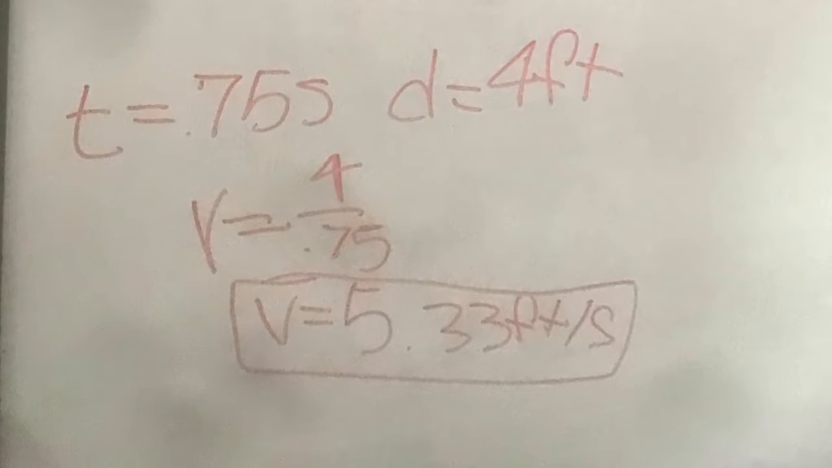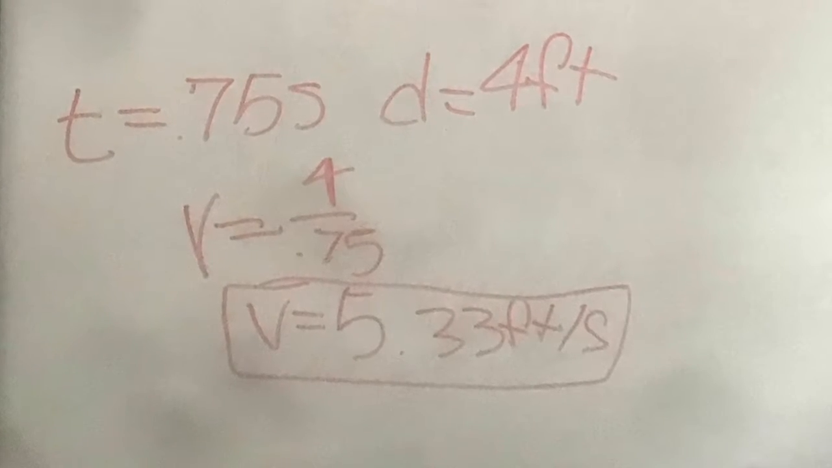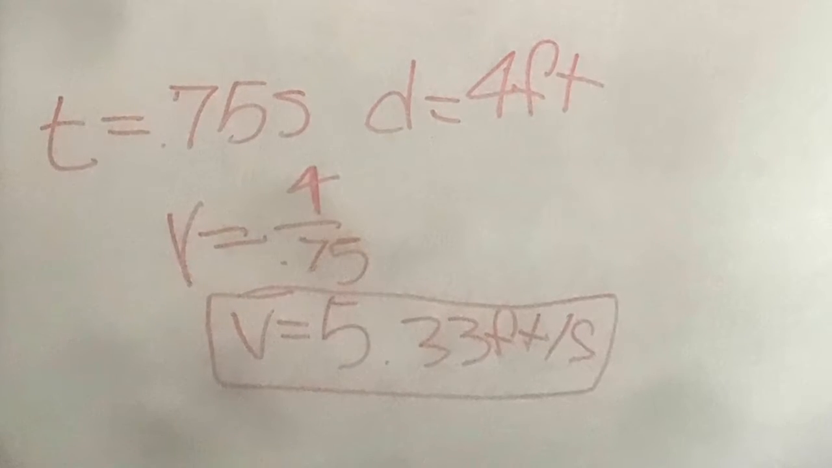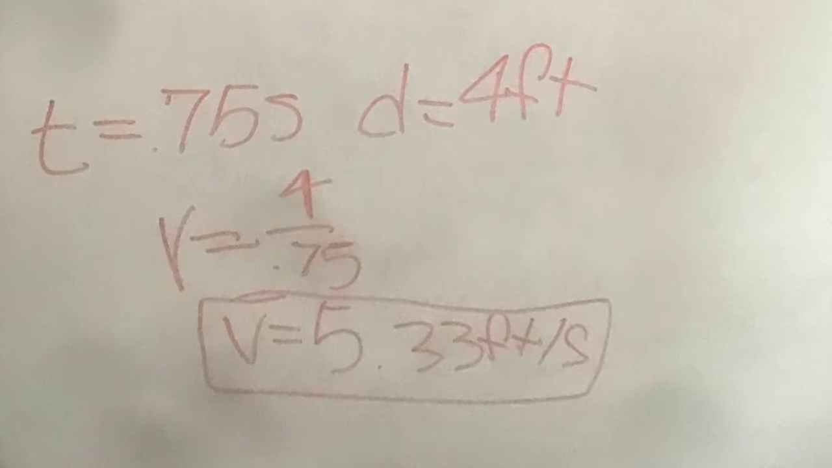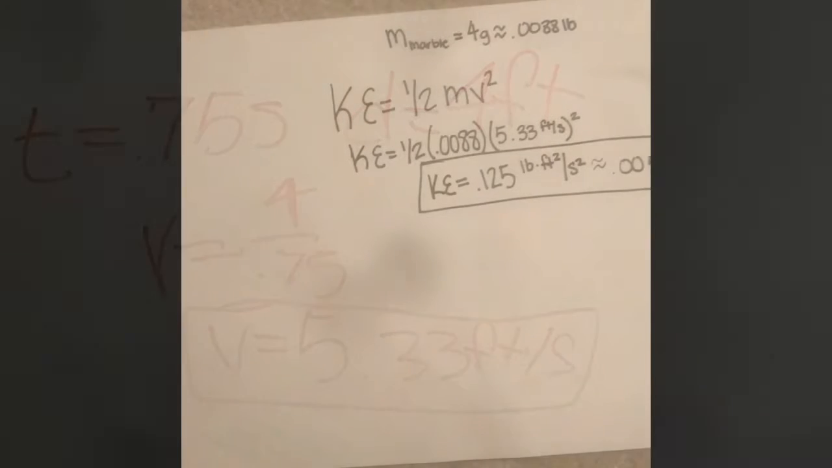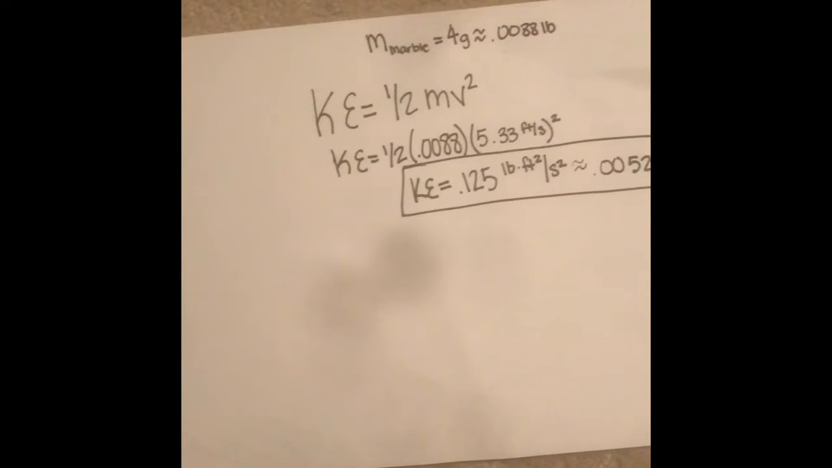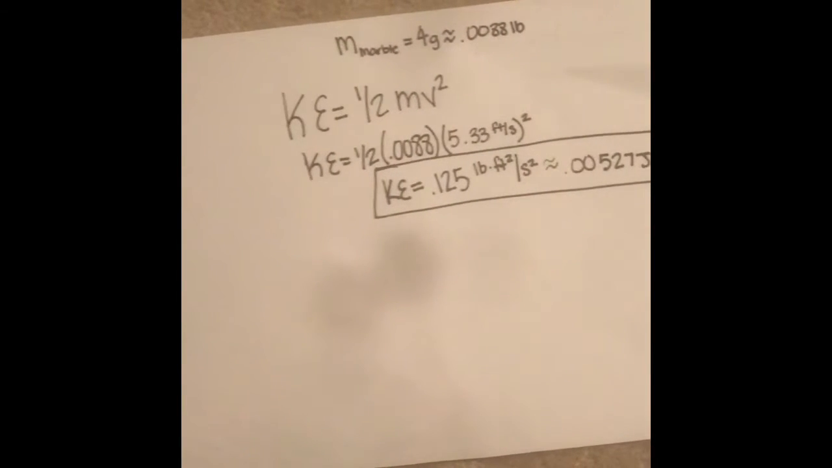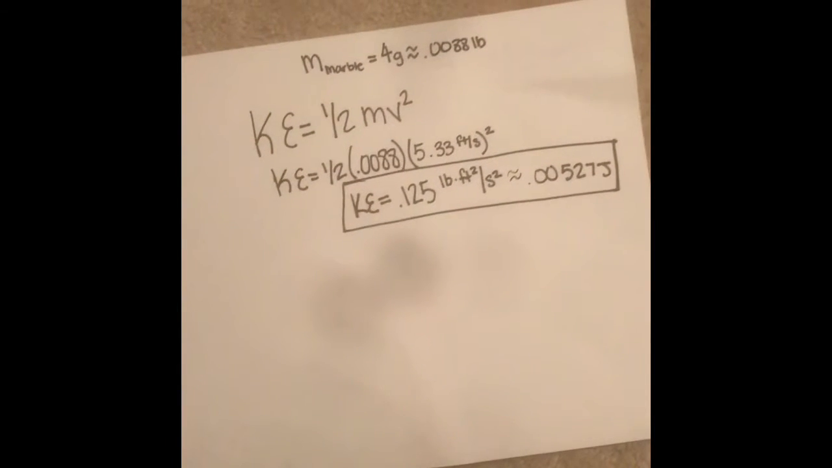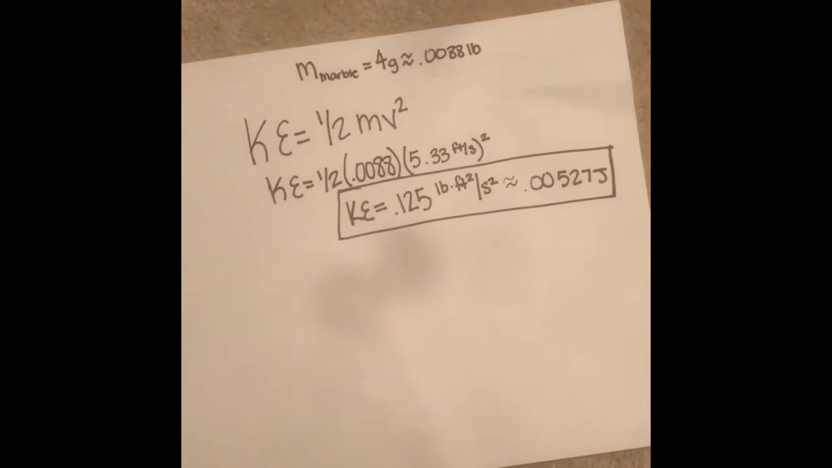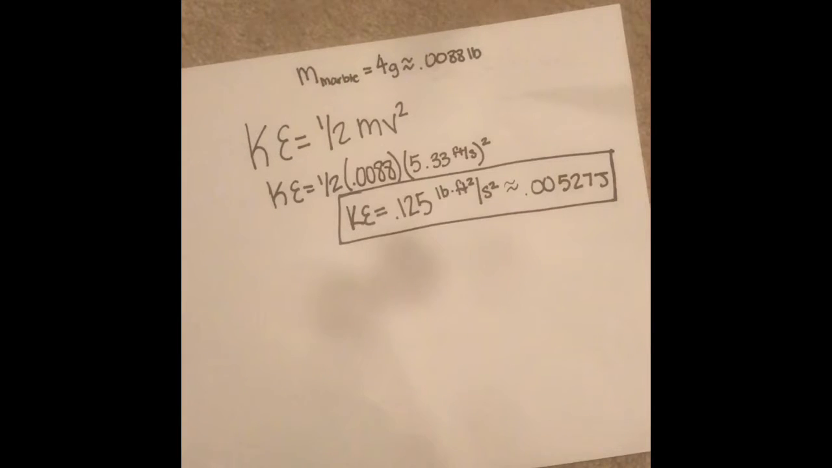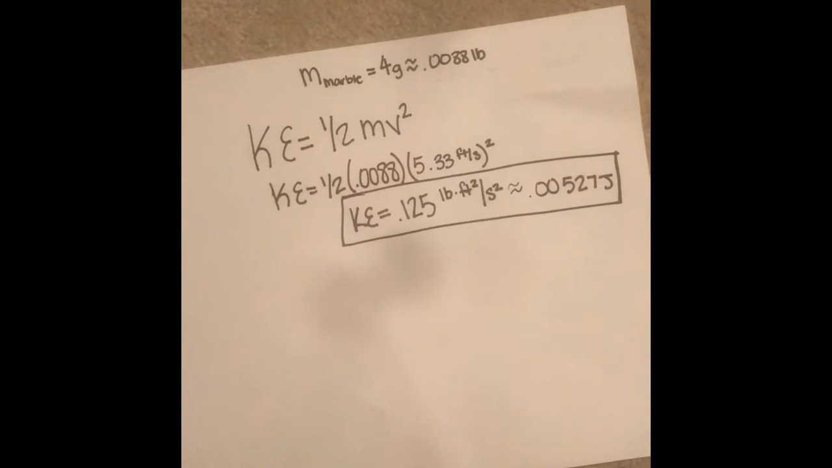Here we're finding the velocity, so when the marble went 4 feet, we timed it as 0.75 seconds, and velocity is distance over time, so it was 4 over 0.75, so velocity is 5.35 feet per second. After we found velocity, we were now able to find the kinetic energy, that being 1/2 mv squared. We Googled how much a marble weighed and plugged it in for m, and so we were able to find kinetic energy by using the velocity we had already calculated.